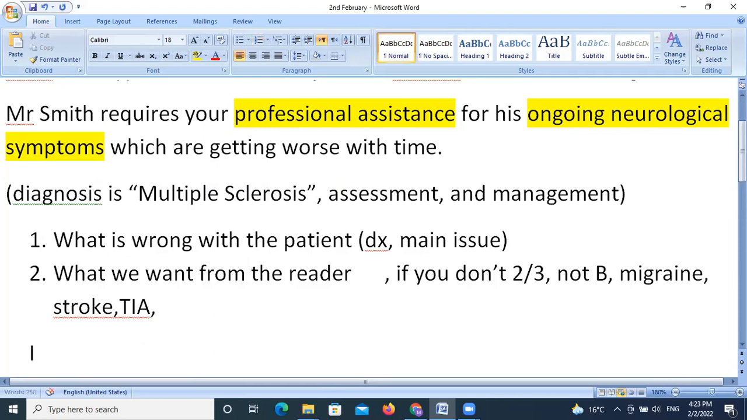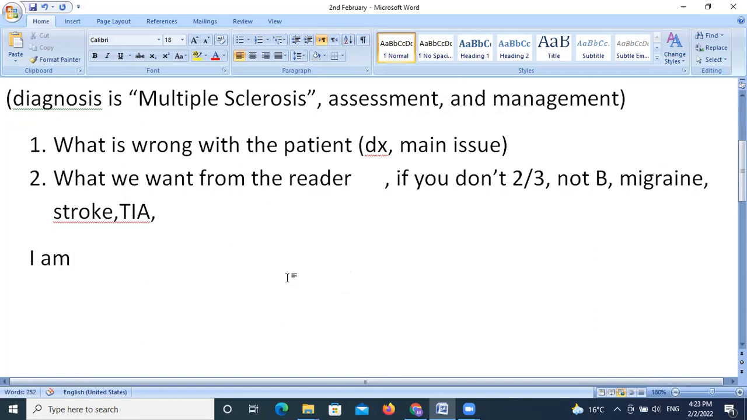We will start like this. I am writing. Okay. Let us move it a little bit above. So I am writing to refer. What is the name of the patient? Mr. Smith. Then you can write the age, 45-year-old, whatever the profession is, a 45-year-old stockbroker, 45-year-old doctor, 45-year-old nurse, the profession of the patient.